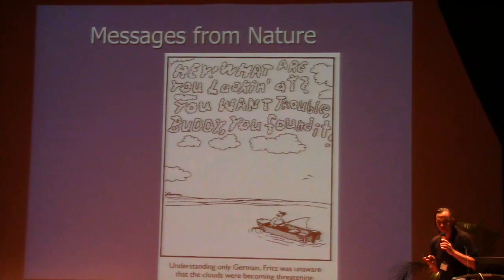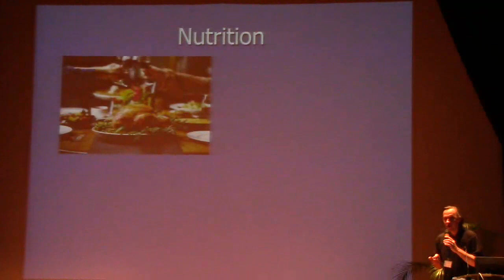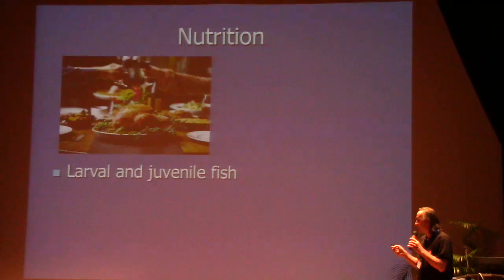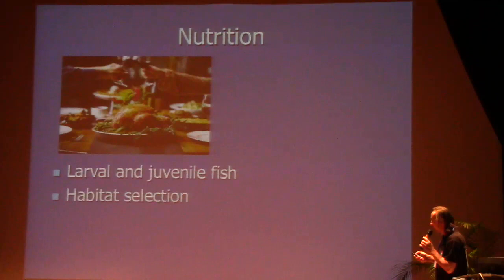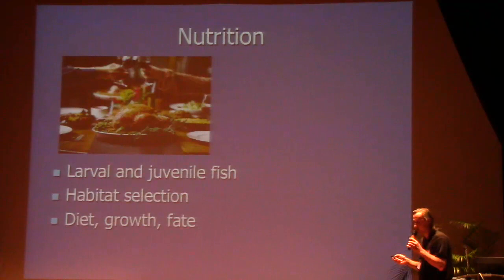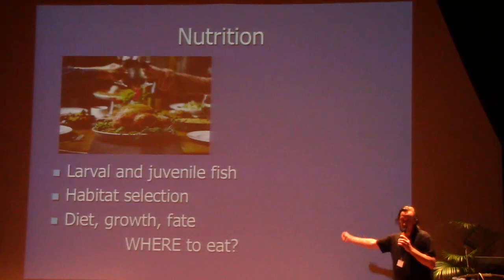And what is a very universal language? It is nutrition. So I chose to talk about nutrition, and nutrition of larval and juvenile fish, because fish is food, of course. My topic today is, very briefly, how habitat selection influences the larval and juvenile fish diet, growth, and fate. To put it in other words, where to eat.